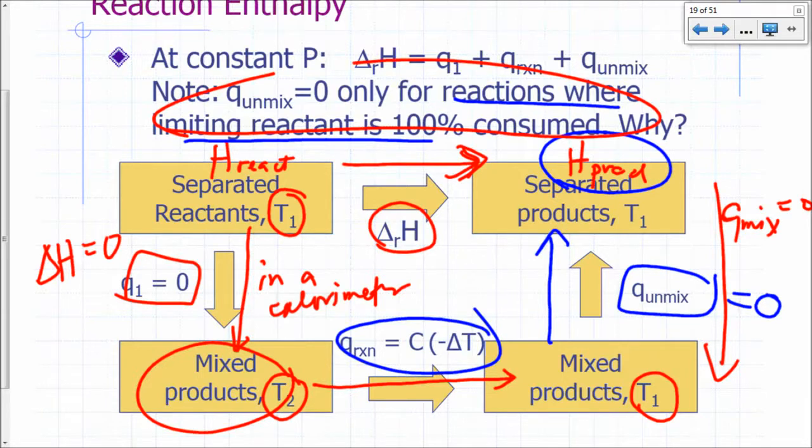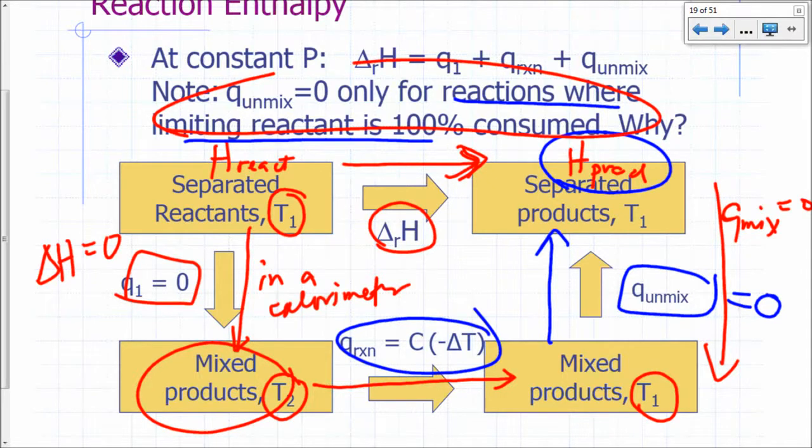In other words, if the reaction goes all the way to the product side, what you're saying is the likelihood of products reacting to give you back your reactants is very low. So the delta H for the unmixing, for the reverse process, is going to be 0.